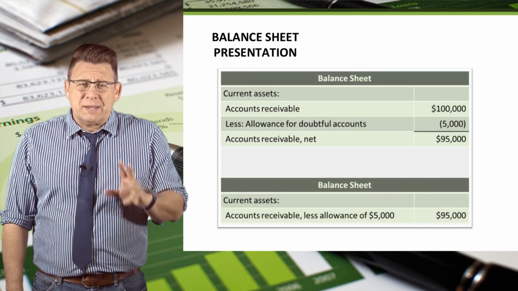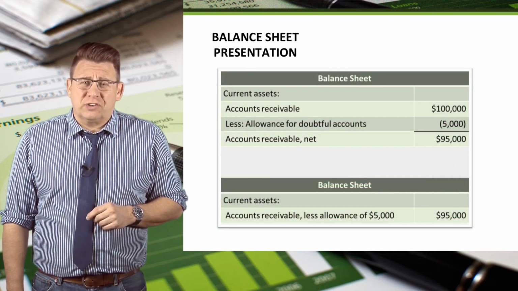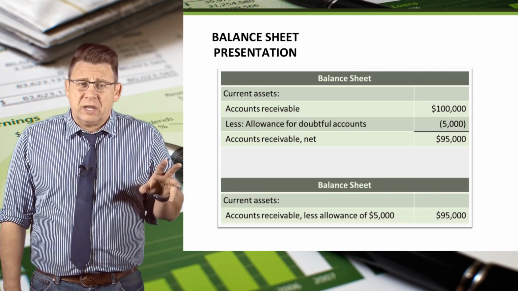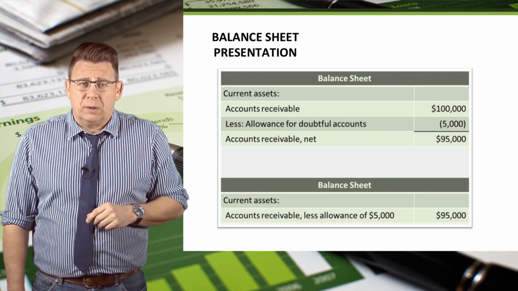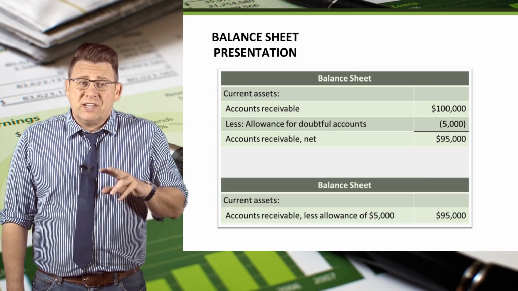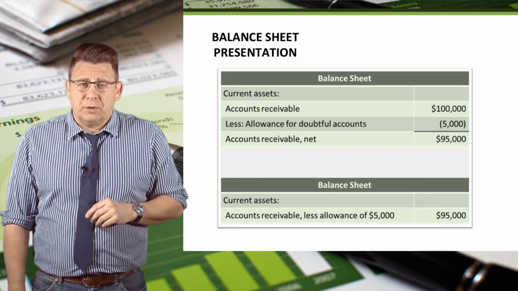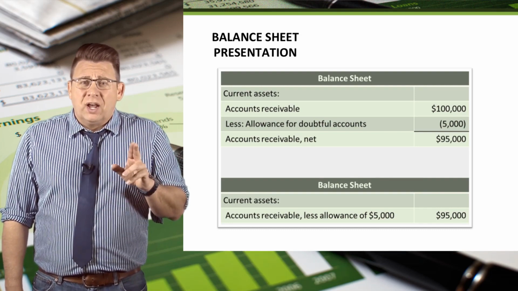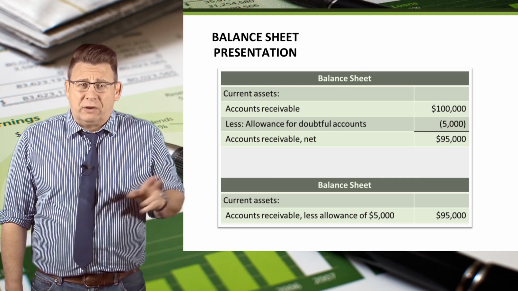Finally, there are two acceptable ways of presenting accounts receivable on the balance sheet. The first is to display the gross accounts receivable amount less the allowance for doubtful accounts. This gives us net accounts receivable. The other way is to report the net accounts receivable amount, as you see here.